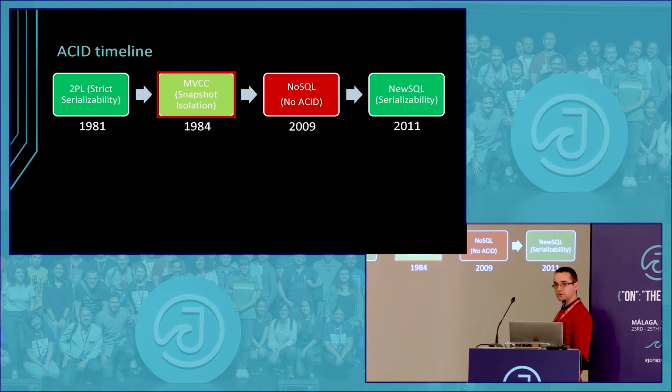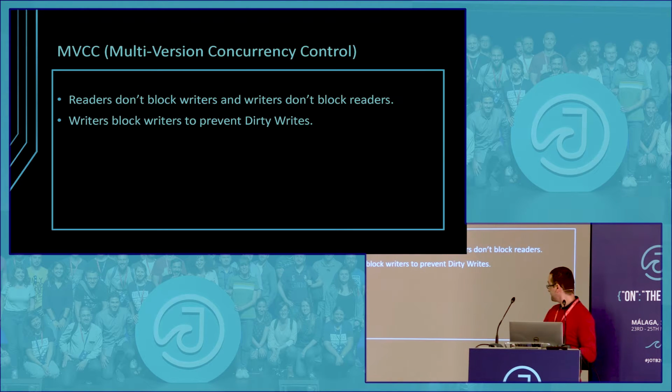MVCC is not a new term. It's been in Oracle since 1984. Other databases adopted it afterwards. But MVCC, multi-version concurrency control, has been around for some time, and it can provide some sort of serializability, although by default it does not. It provides a lower isolation level. But let's see how that works.